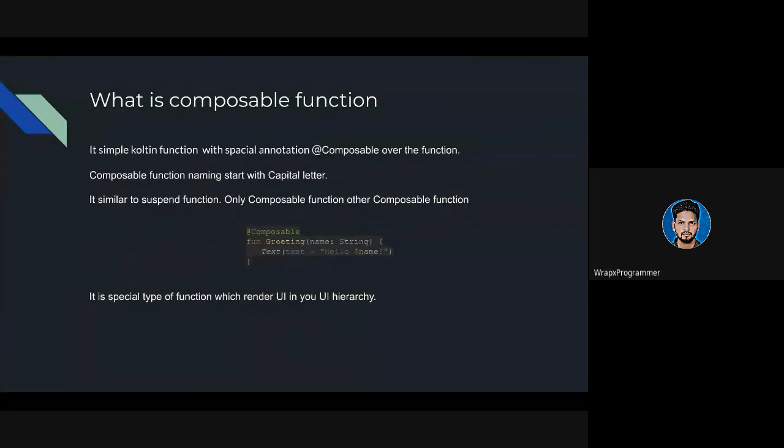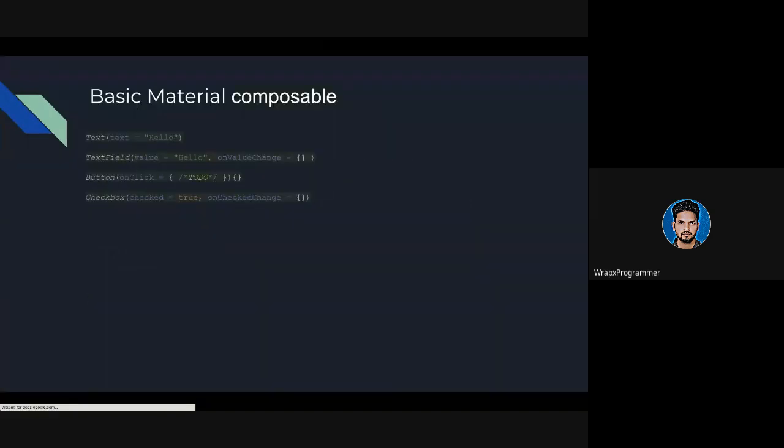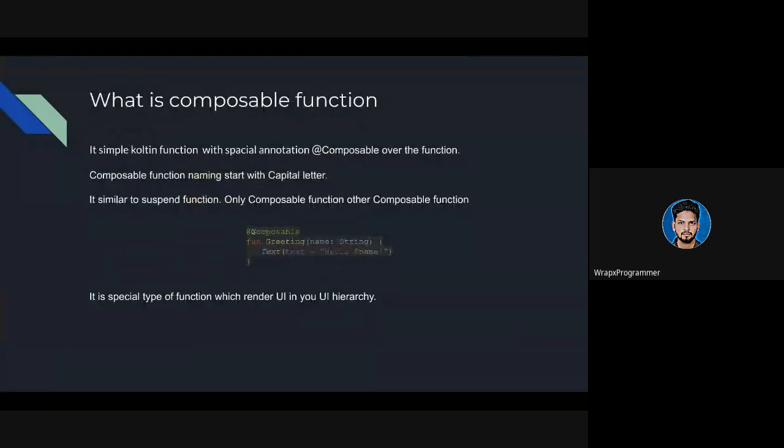Next, it's a special type of function which renders a UI in your UI hierarchy. Simply put, it's a function which renders a UI and adds it into your UI hierarchy. So that is all. Next, there is a simple composable function, a greeting, and you have to pass your name, and you have a material text. You can just pass it here and you're good to go.